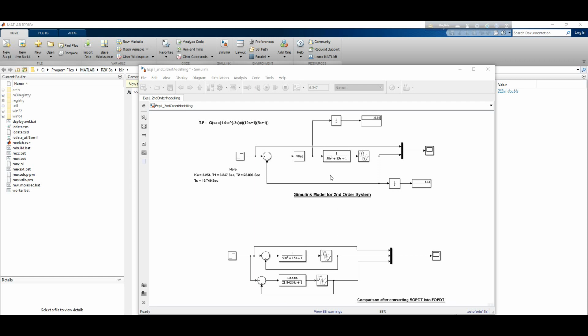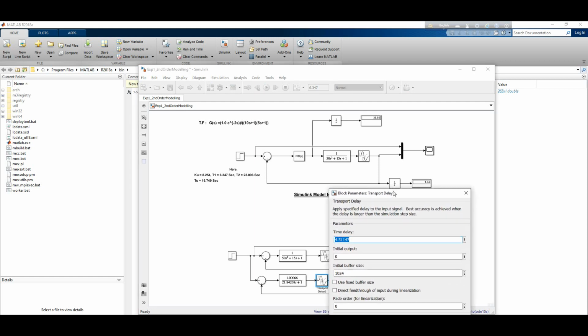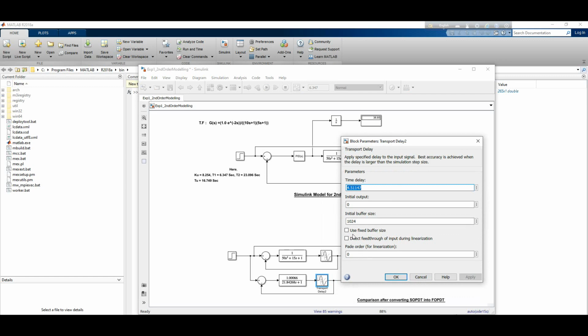The k we have determined from this procedure is 1.00066, and tau is 21.84268 seconds. So this is tau, this is k, and the value of theta, which is the delay part, is 4.51147, right? This is the transfer function.